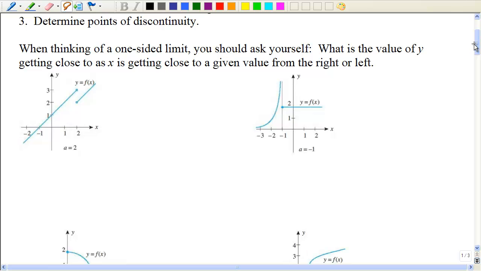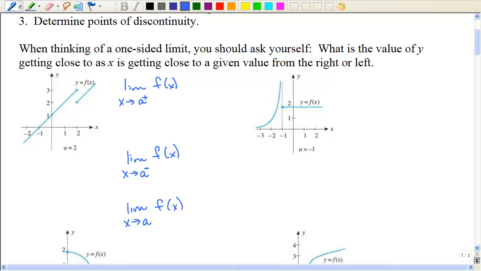We have some different kind of notation. On these first graphs, we are asked to find the limit as x approaches a from the right-hand side. That's what that little plus sign means, of f of x. Then we're asked to find the limit as x approaches a from the left-hand side. That's what the negative means. And then we're asked to find the limit as x approaches just a, which is what we did in the previous section. We have to look at the right and the left.